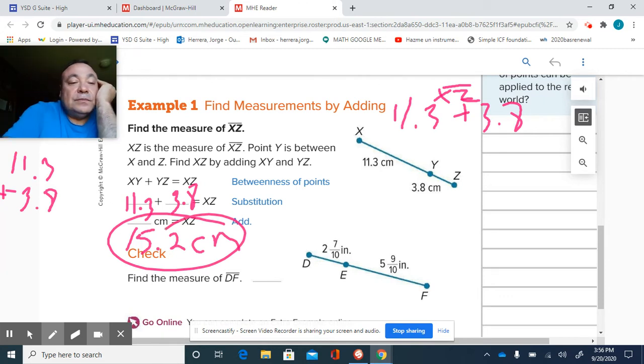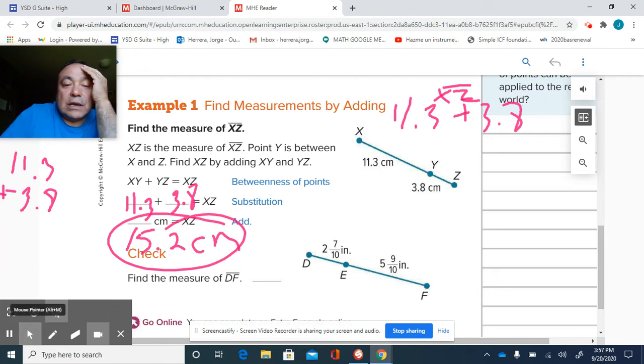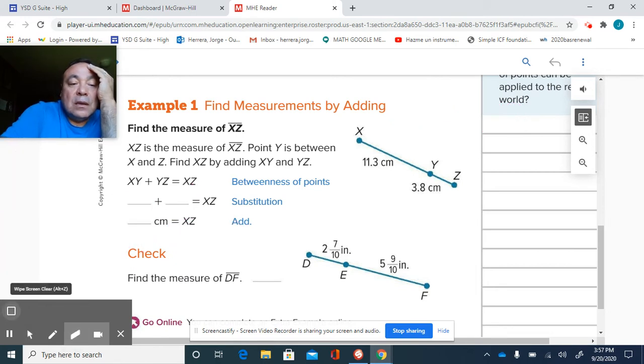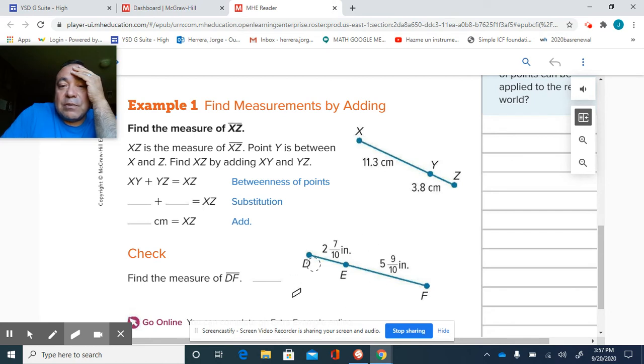Okay, now we're going to go here, guys, to the check problem right there. And this time we're going to have some fractions, guys. This is kind of cool: you can write 2 and 7/10 inches and 5 and 9/10 inches. And they want you to find the measure from D to F. So you do exactly the same thing. You can make this a decimal, guys, or you can add the fractions. It really does not matter.